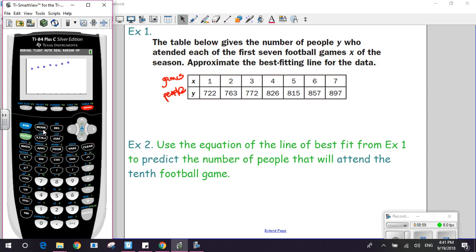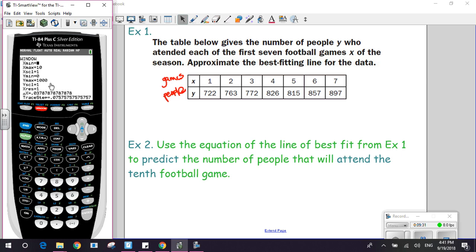Now, sometimes if you are starting from a calculator that has been reset, you may not see the dots you're looking for. So if that is the case, you need to adjust your window by hitting window. If you look at my table, my lowest X value is 1, so 0 is a good place to start. My highest X value is 7, so I put 10 as my max.